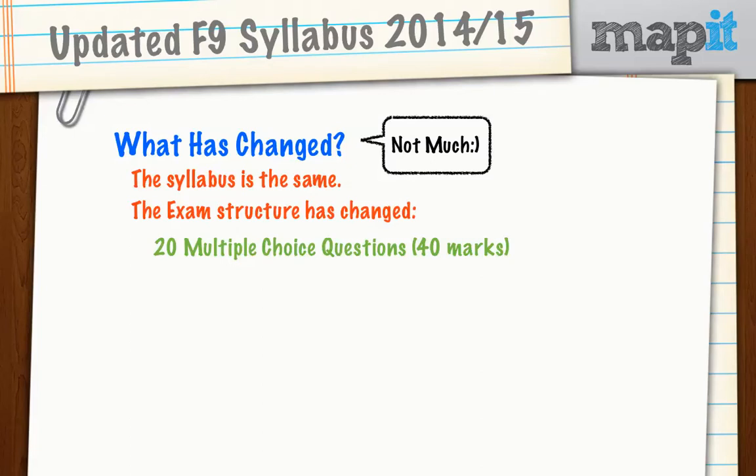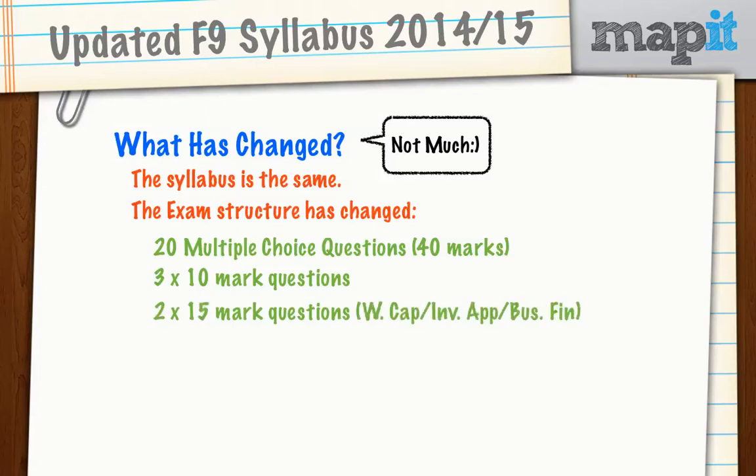So 20 multiple choice questions first, then we have 3 10-mark questions. So 3 shorter form 10-mark questions, and up to this point on the exam, any area of the syllabus can be examined. So the multiple choice questions and the 10-mark questions can cover any part of the F9 syllabus.